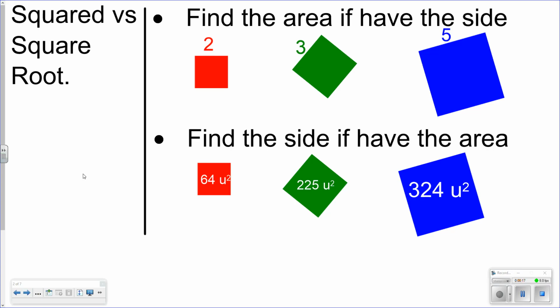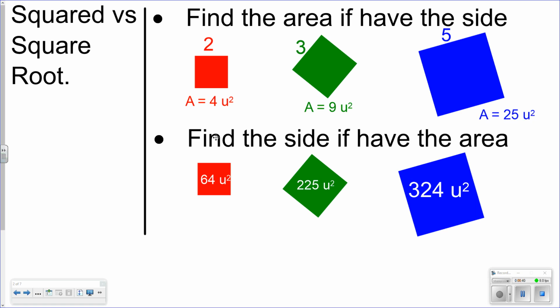To start with, we're going to make sure we understand the difference between squared and square root. In the first three examples here, we have the side, and so we need to find the area. In the first one, the area would be 4 units squared. In the second one, it would be 9 units squared, 3 times 3. And in the third one, it would be 25.